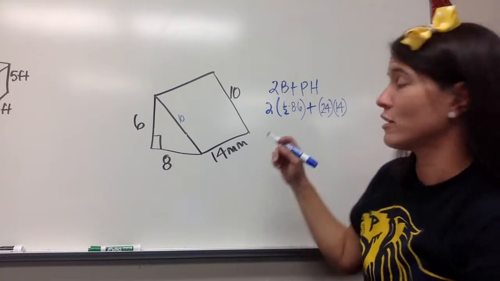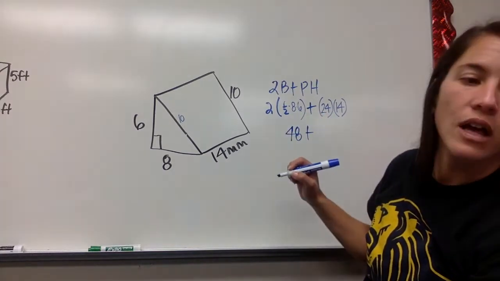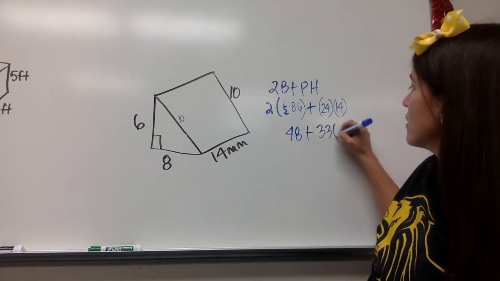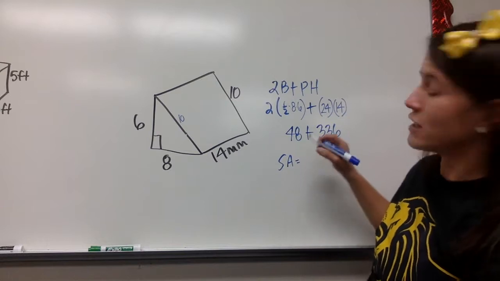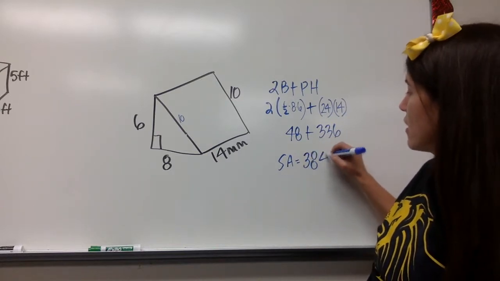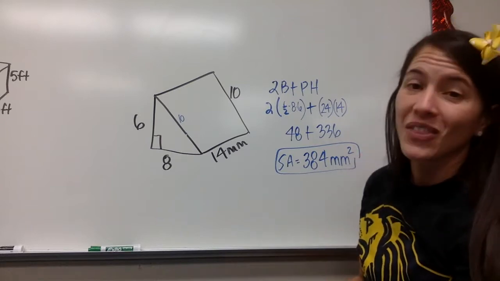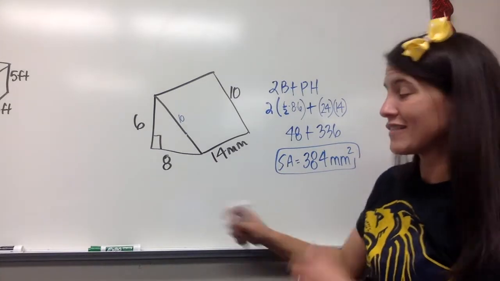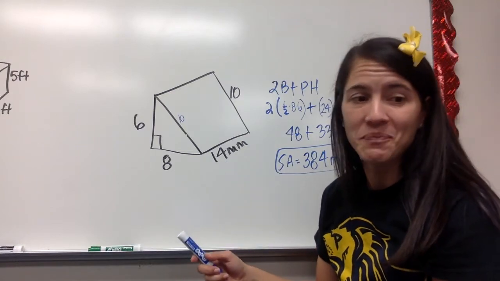And then we're going to use our calculators, and this is going to be 48 plus 336. And then when you add those, your total surface area is 384 millimeters squared. 384 millimeters squared. That's the total surface area for this right triangular prism.